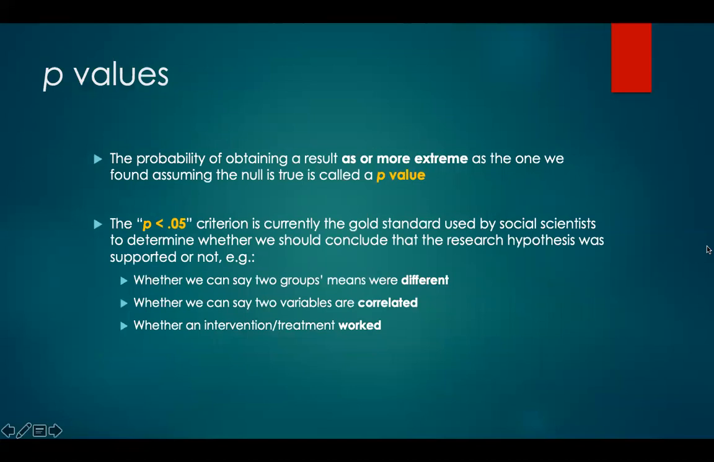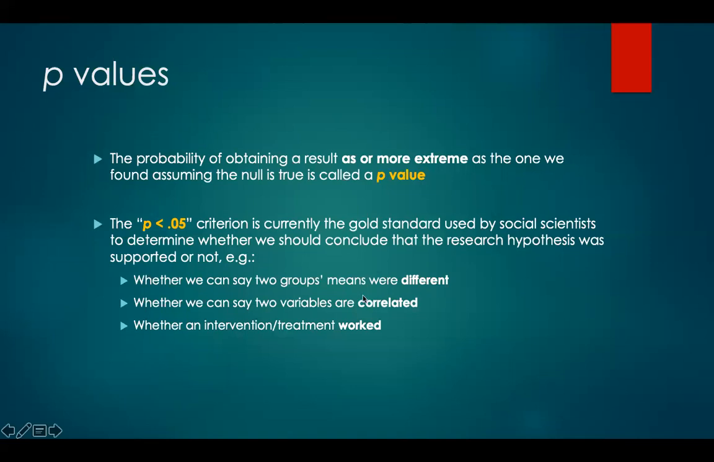So the probability of obtaining a result as or more extreme as the one we found, assuming the null is true, is called the p-value. So the p less than 0.05 criterion is currently the gold standard used by social scientists to determine whether we can conclude that the research hypothesis was supported or not.